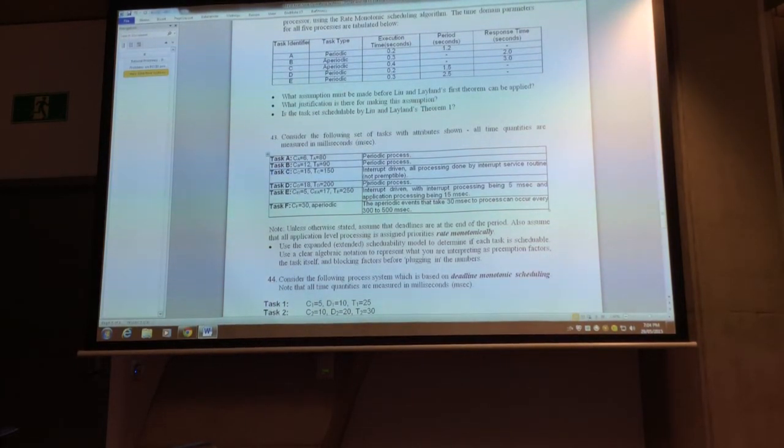All right. What about task D? Preemption factor. All the 3 higher priority tasks. CA over TA plus CB over TB plus CC over TC, plus task D's own execution factor, CD over TD, plus the blocking factor, CE over TD. Must be less than or equal to U of 4, yeah. That's right.